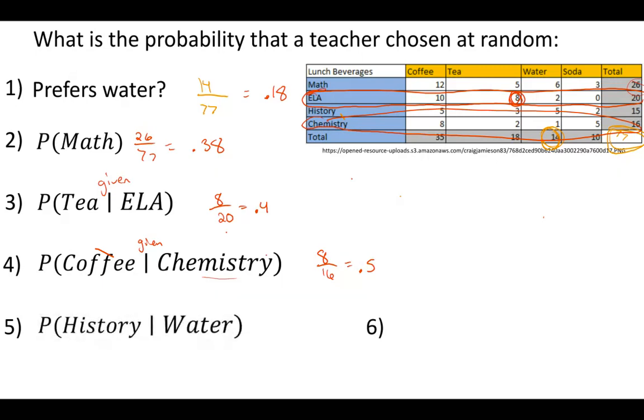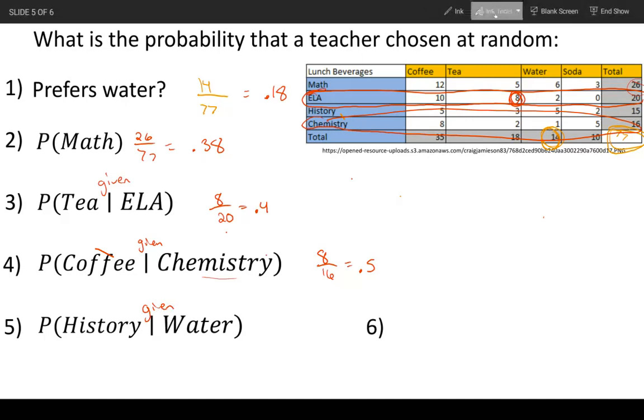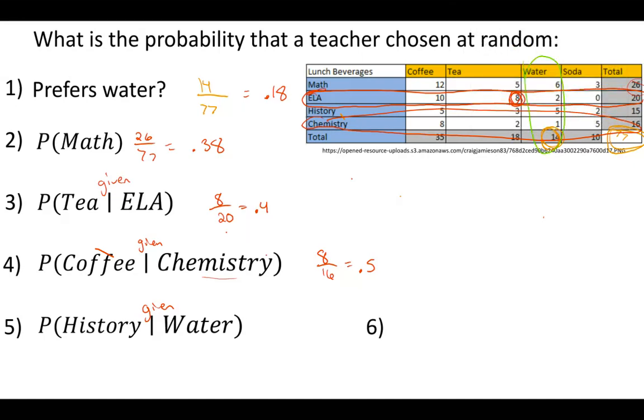Next one, we're switching it up. What's the probability that a water drinker is a history teacher, basically? Say, what's the probability of history given that it's a water drinker? So we want to hone in on water first. Water is this column. So given that it's a water drinker, what are the chances that it's going to be a history teacher? And there is 5 that fit that bill as a history teaching water drinker. So 5 out of the total number of water drinkers, which is 14.